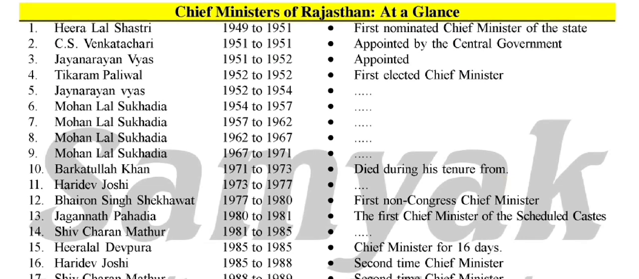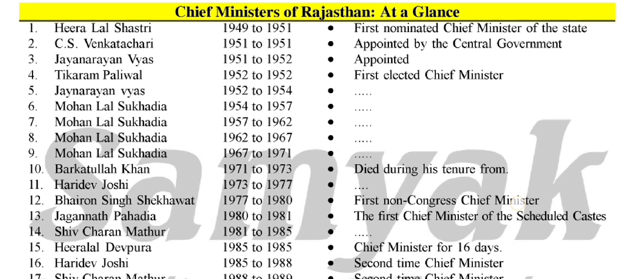Chief Ministers of Rajasthan at a glance. Hira Lal Shastri, 1949 to 1951, first nominated Chief Minister of the state. C.S. Venkatachari, 1951, appointed by the central government. Jai Narayan Vyas, 1951 to 1952, appointed. Tikaram Paliwal, 1952, first elected Chief Minister. Jai Narayan Vyas, 1952 to 1954. Mohanlal Sukhadia, 1954 to 1957, and then again Mohanlal Sukhadia, continuing until 1971.